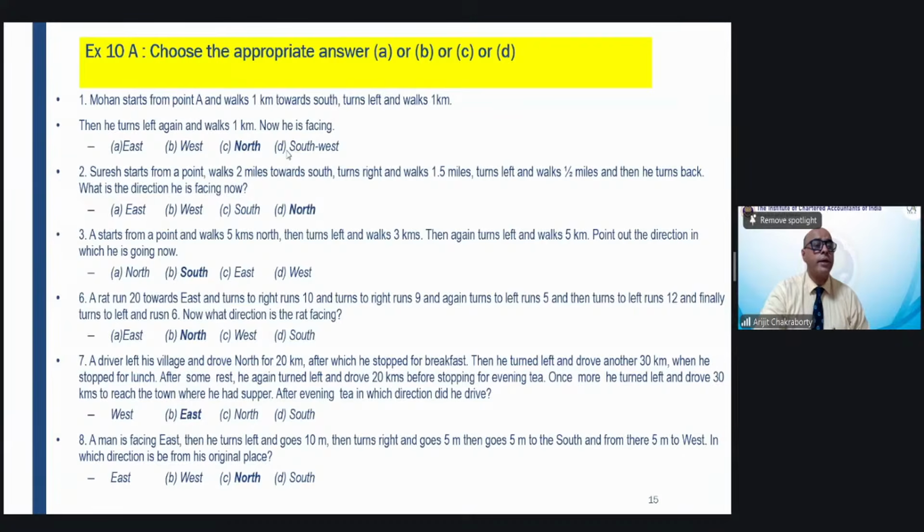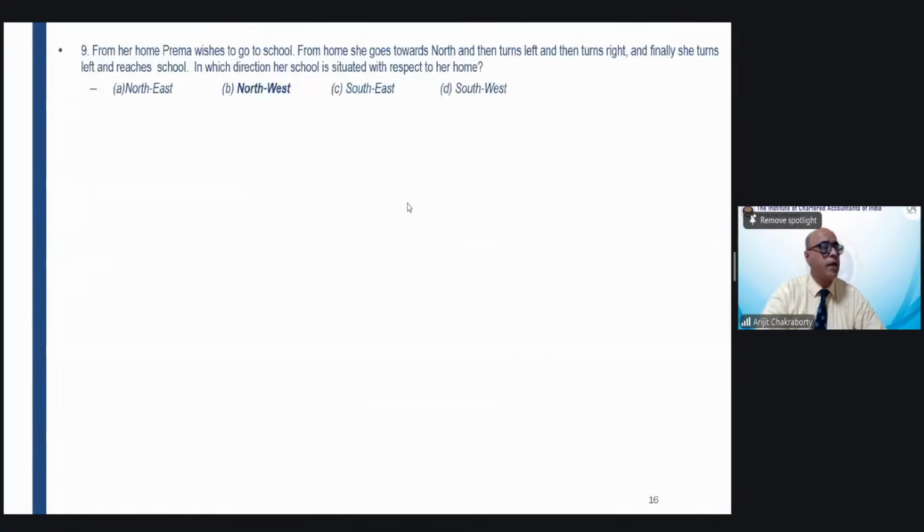Okay. We will move ahead, and now we are going to the next lot of questions. We are taking number 9 now. Question number 9. From her home, Prema wishes to go to school. From home, she goes towards north. Okay, she is going towards north. And then turns left. So in question number 9, she is first going towards north and then turning towards the left.